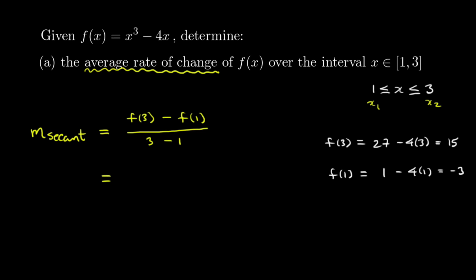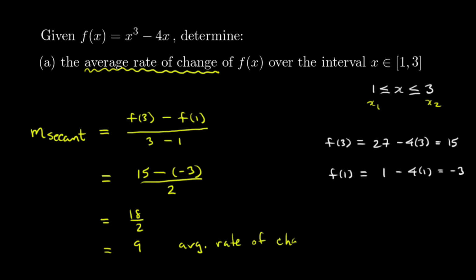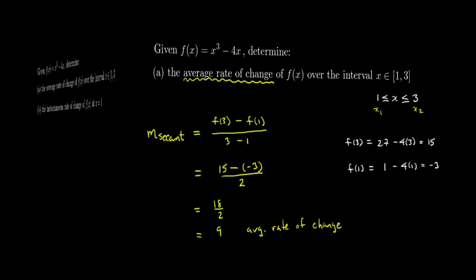We can calculate the average rate of change now for this function over this interval, where x is going from 1 up to 3. So f(3) is 15. f(1) is negative 3. So watch your two negatives there. And I think at this point we can say 3 minus 1 is 2. So we get 18 over 2. So our average rate of change is 9. So just to be clear, that's your average rate of change for this function. No tangent slope, simply a secant slope.